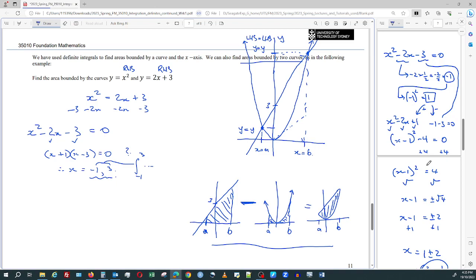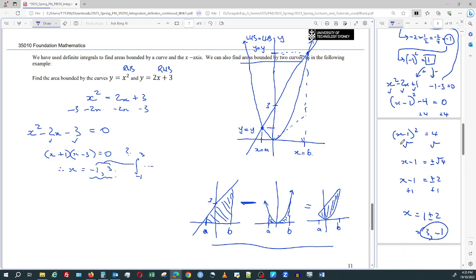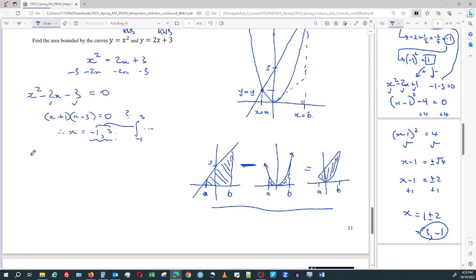Completing the square, solving by completing the square, is what we want at university, particularly if you're going to do 4-unit levels of maths, which you will be. So yeah, just have to be careful with that, okay? All right, so now we can do the integral of this thing between minus 1 and 3. And that will give us the thing that we want.